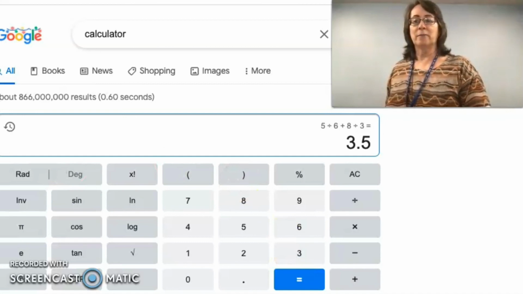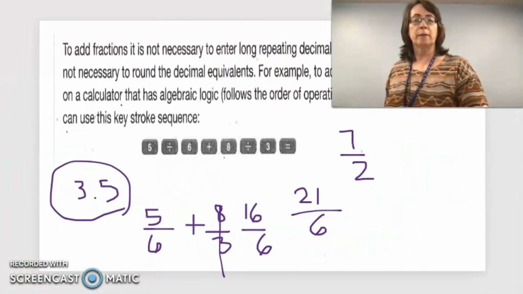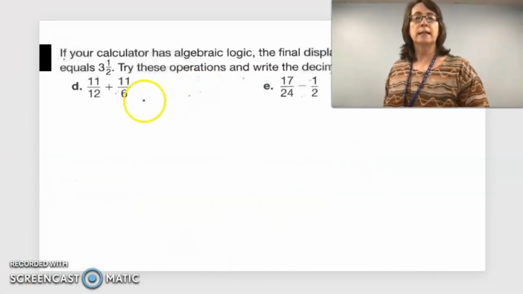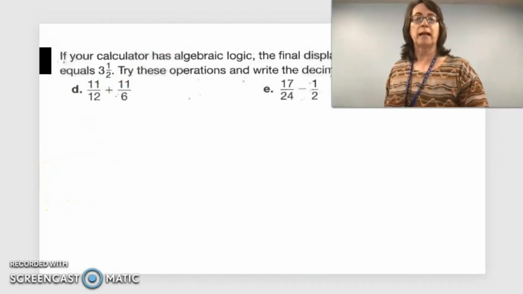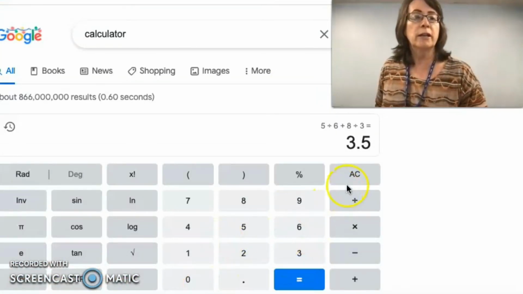I know, awesome, right? Okay, so now the next one that we're going to do, let me get this back in the frame. The next one that we're going to do is this one. Okay, 11/12 plus 11/6. No, this is not practice. So we're going to do 11/12 plus 11/6.